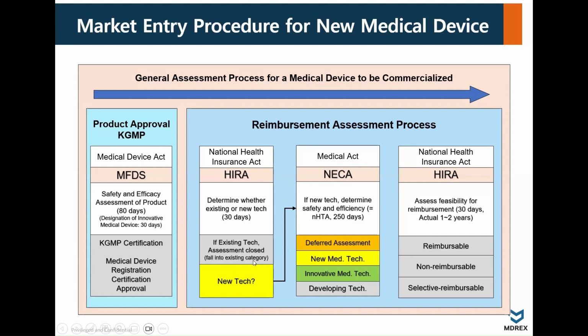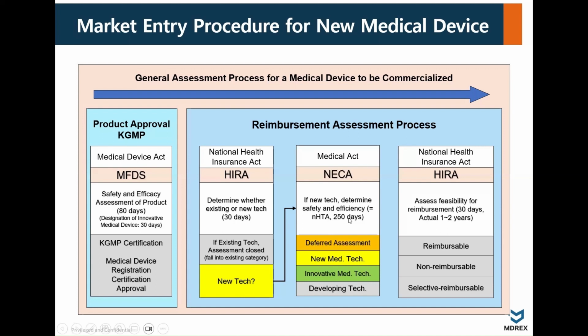Upon HIRA's determination as new medical technology, it's NECA's turn to proceed with new technology assessment, so-called NHTA. NECA conducts meta-analysis on all the clinical data and technical documents available related to the technology to measure the safety and efficacy of the target technology. Therefore, whether there are sufficient clinical data can be a key factor here. NECA's assessment takes 250 days, so to say a year.